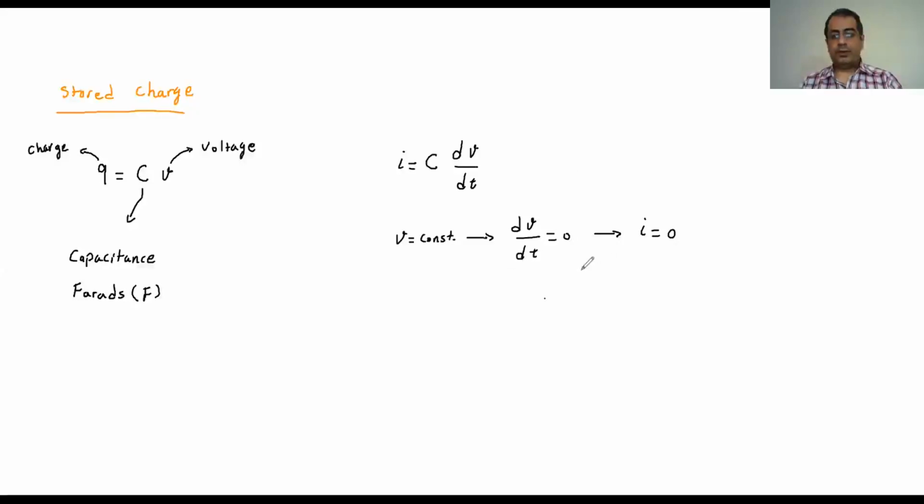So if we want to have the current go through a capacitor, the voltage should change versus time. If the voltage does not change versus time, then the current does not go through, and it basically behaves like an open circuit. So you can assume that it's not there, because it doesn't let any current go through that wire that holds the capacitor.